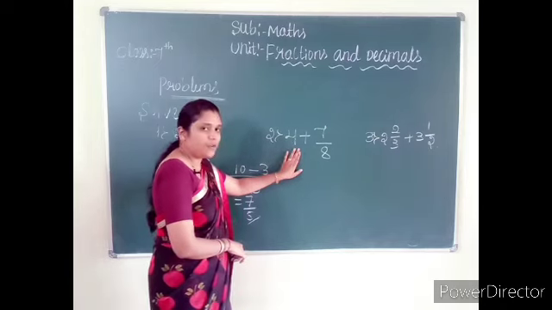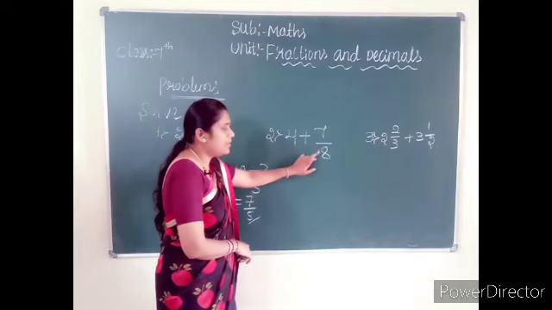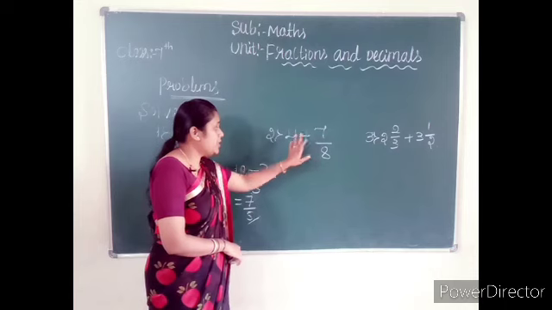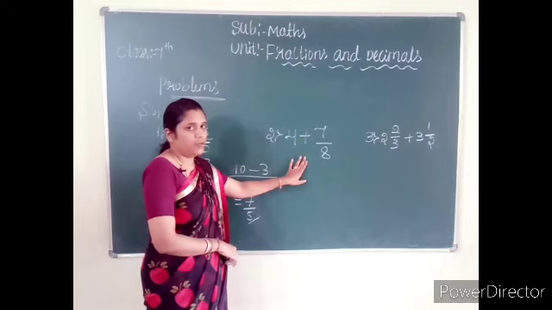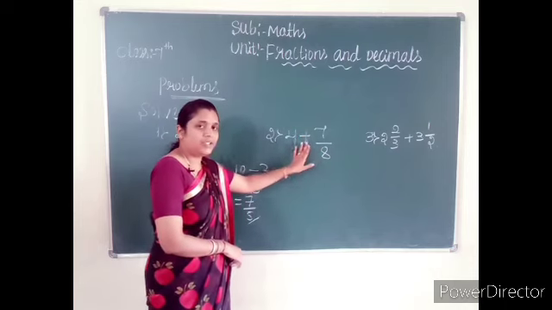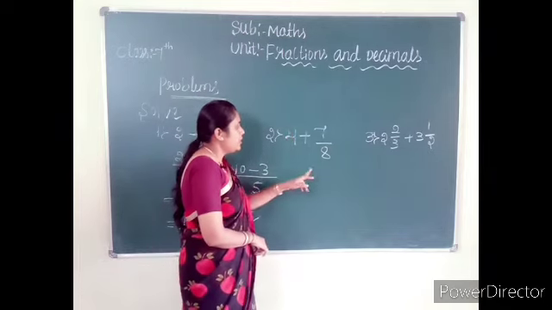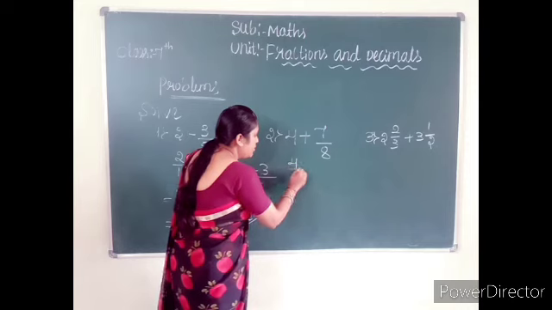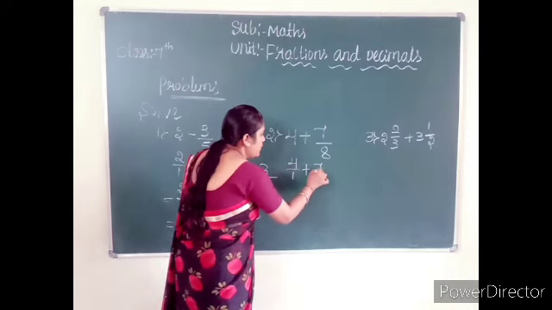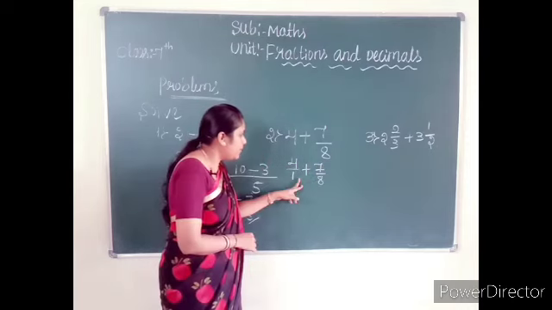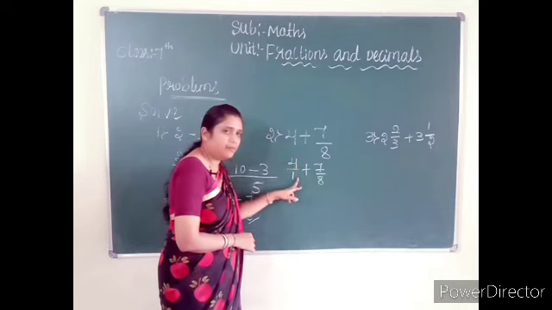Here 4 plus 7 divided by 8. So are these like fractions? No. So we can convert these fractions into like fractions. So what have we done here? Here 4 divided by 1 plus 7 by 8. So multiply by 8 and divide by 8.